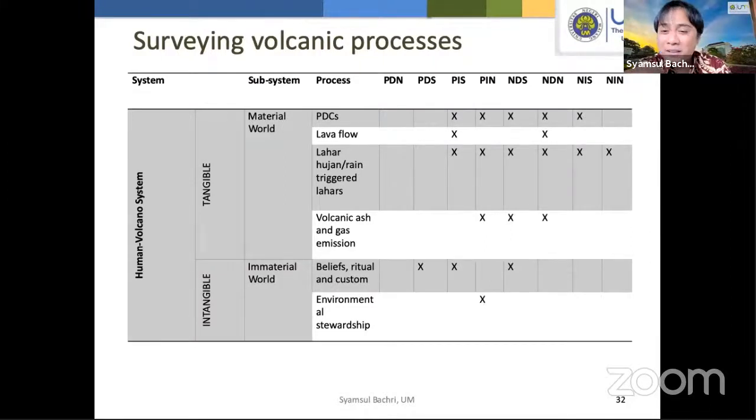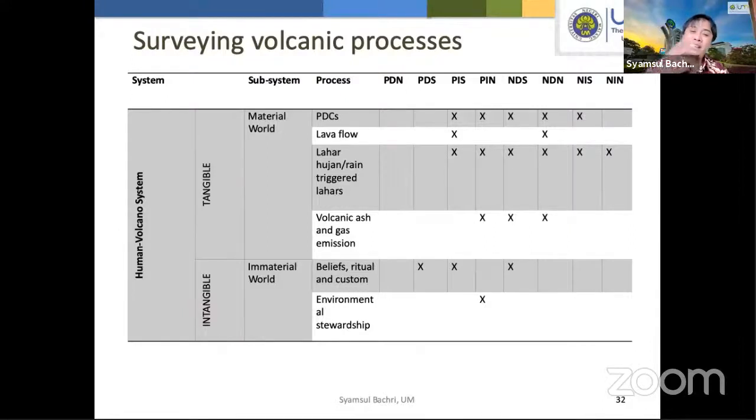Lava flow is positive but indirect to society. But this is negative direct to natural. Why? Because lava flow destroys everything. But why does lava flow have a positive indirect effect on society? Because when lava flow comes out, this is negative from society to society. But after that, it becomes the mining source for society. So it becomes positive indirect on society.